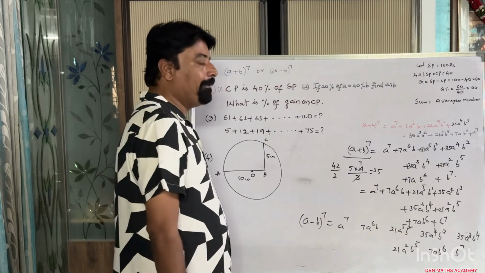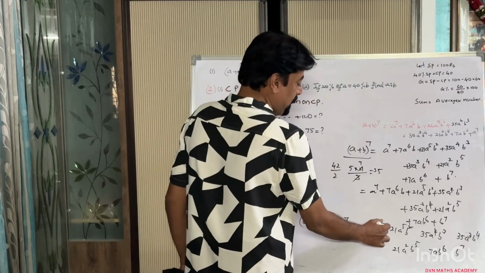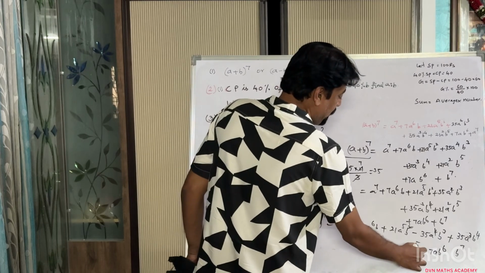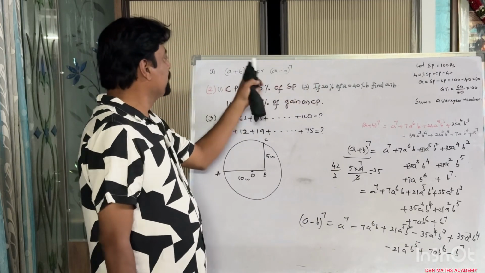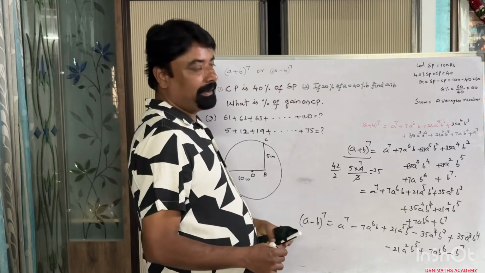But here the sign of the first term will always be positive, the second minus, the third plus, the fourth minus, the fifth plus, the sixth minus, the seventh plus, and the last one minus. So like this we can expand this type of binomial without using Pascal's triangle and without using the binomial theorem.